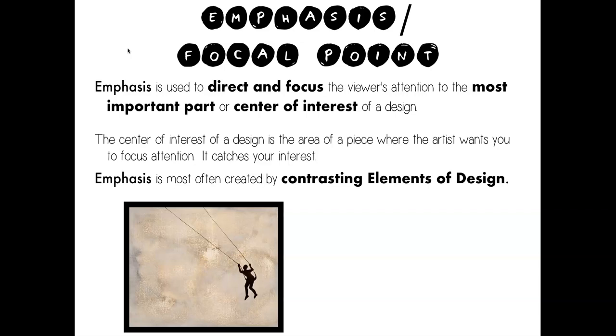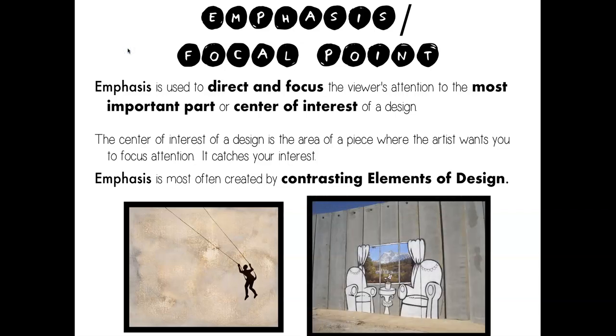So what elements are being contrasted? First, you could say value. The person is really dark, the background is really light. You could also say color. There's this yellowish, grayish color in the background, and the person is void of color. Let's talk about texture. There's a rough texture in the way the paint was applied, but then there's no texture on the person. So we're contrasting those elements together to have our eye be focused on that one particular person.